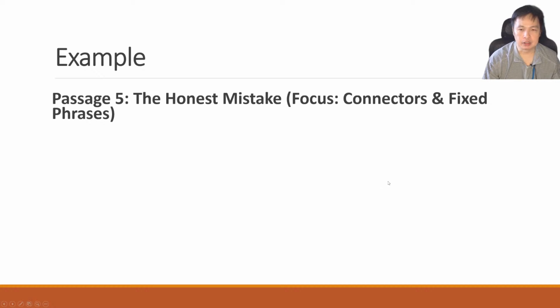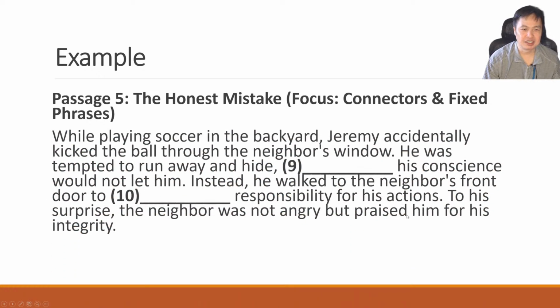Passage number 5, the honest mistake, connectors and fixed phrases. While playing soccer in the backyard, Jeremy accidentally kicked the ball through the neighbor's window. He was tempted to run away and hide. Blank, his conscience would not let him. Instead, he walked to the neighbor's front door to blank responsibility for his actions. To his surprise, the neighbor was not angry but praised him for his integrity.